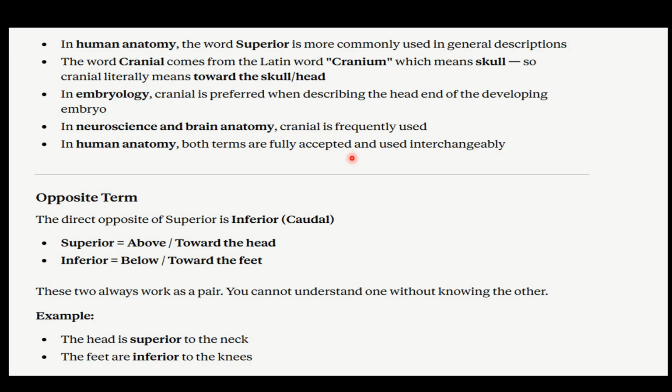As we know, every term has its opposite term also. So if we talk about superior, the opposite term is inferior, which is also known as caudal. Inferior means caudal. Superior is above or toward the head. Inferior means below or toward the feet. And these two words always work as a pair. You cannot understand one without knowing the other. These are some basic examples, like the head is superior to the neck, the feet are inferior to the knees.